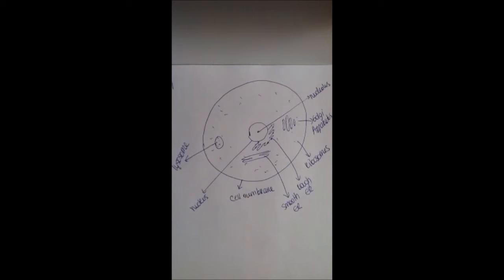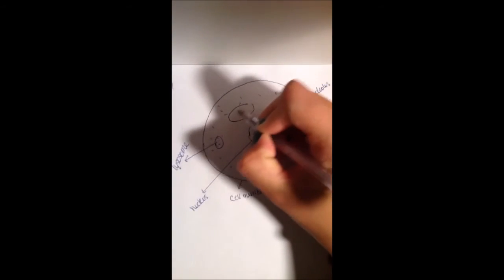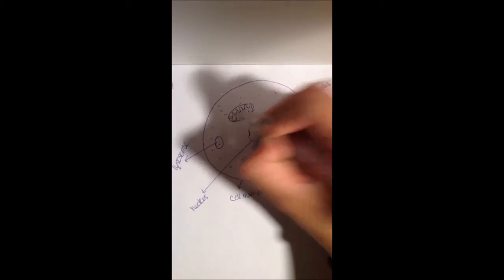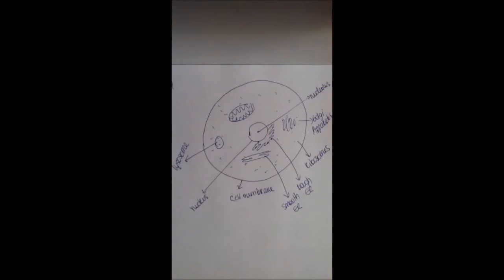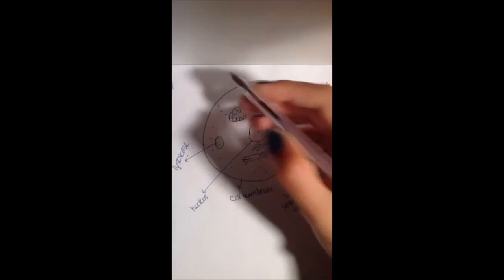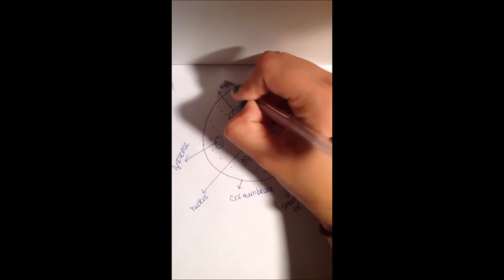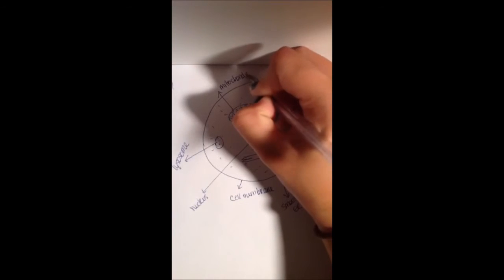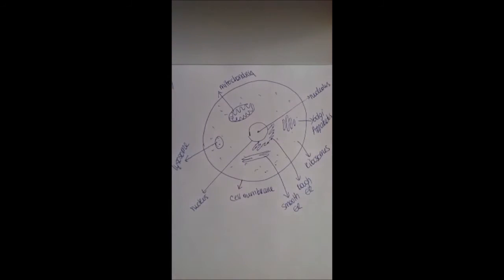Another really important organelle is the mitochondria. So the mitochondria is composed of folding, like cristae. Make sure you draw that. Mitochondria is where the ATP synthesis occurs, and it has its own DNA. And the number of mitochondria in a cell depends on the cell's need for ATP.